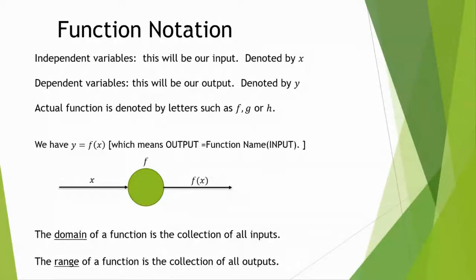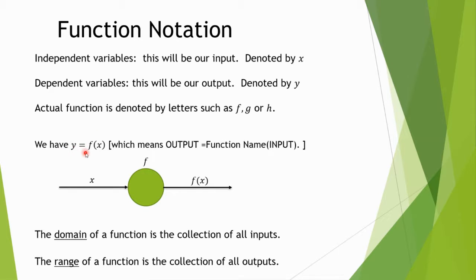Generally, what people do to denote a function is they use letters like F, G, and H. Again, from the context, it will be clear what letter denotes the function, but generally it's going to be F or D. I see that a lot. And they'll also write something like this: y equals f of x.